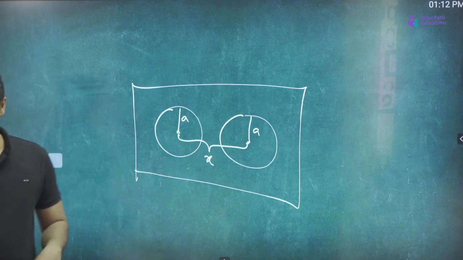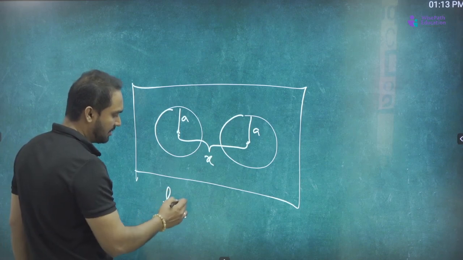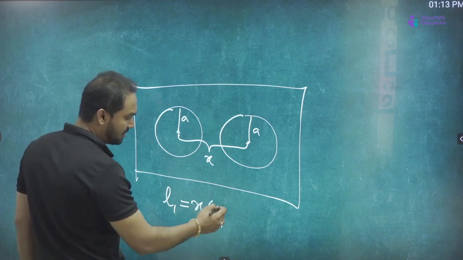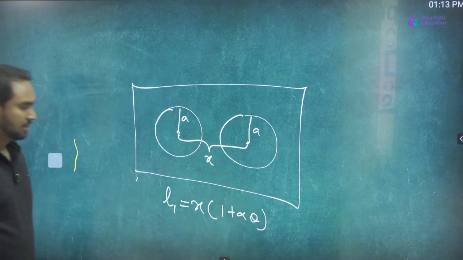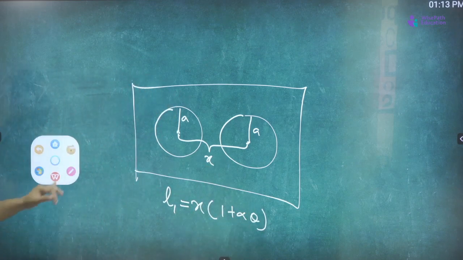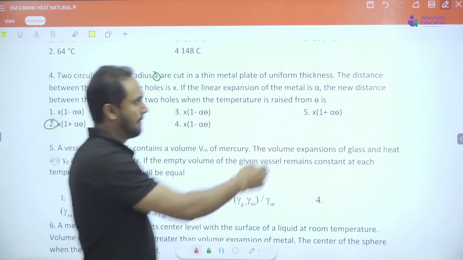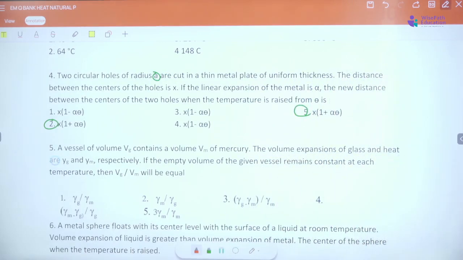Oh, put the linear expansion. So what is the linear expansion here? L1 equals L naught times, that is X times 1 plus alpha theta. So it's X times 1 plus alpha theta, right?